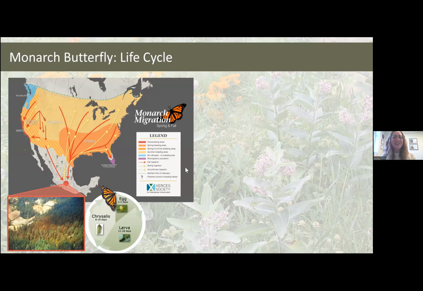Okay, so I figured I would start out with just some basics of monarch butterfly life cycle. A lot of people are really familiar with the monarch butterfly because of their annual migration that goes from Mexico up to Canada. So right now, all the monarch butterflies are overwintering in.